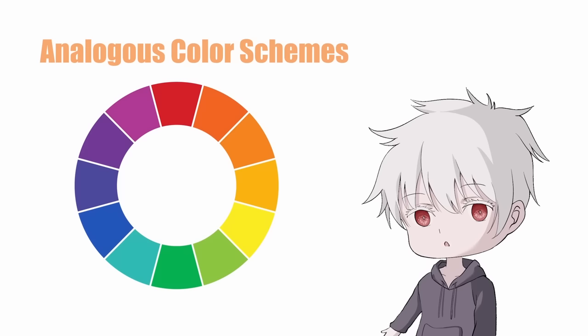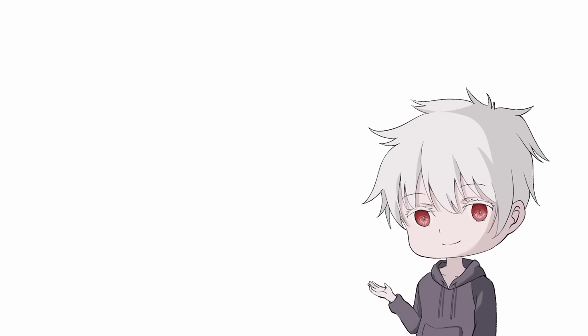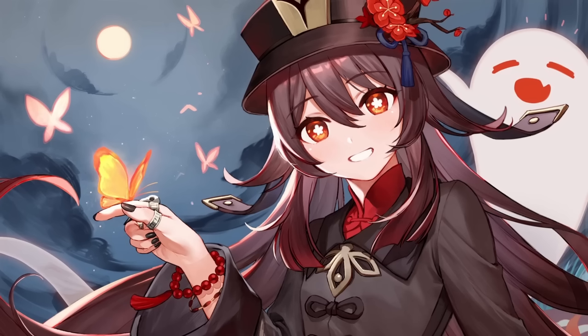For analogous color schemes, you first pick a main color, then pick colors that are located on both sides of the selected color in the hue circle. In this case, the selected colors will be orange and purple. This color combination will never go wrong. Take Hu Tao as an example. The character uses red as the main color. You can see how colors such as orange and purple were included in her design as well.